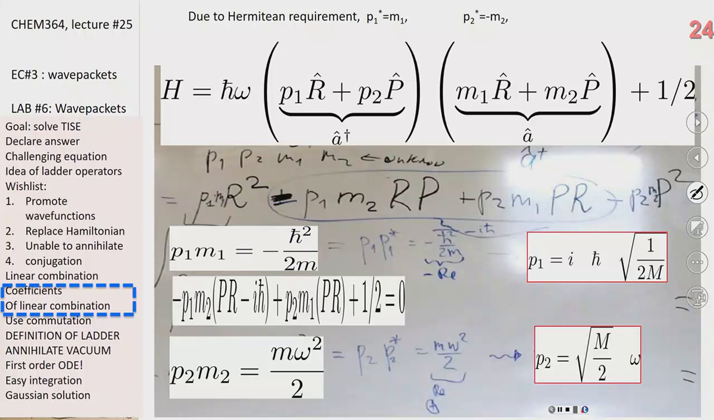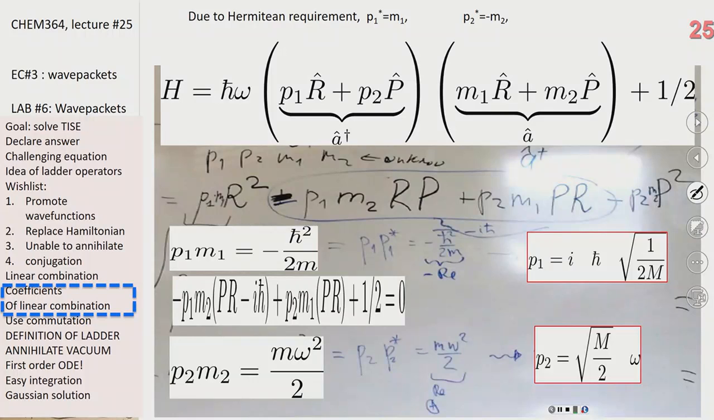So if we do it, the coefficient should be the same as the coefficient in front of the kinetic energy. And then because of the Hermitian property, it will be just P1 times P1 star, which equals the factor in front, which means to find this P coefficient, we just take the square root of this factor.